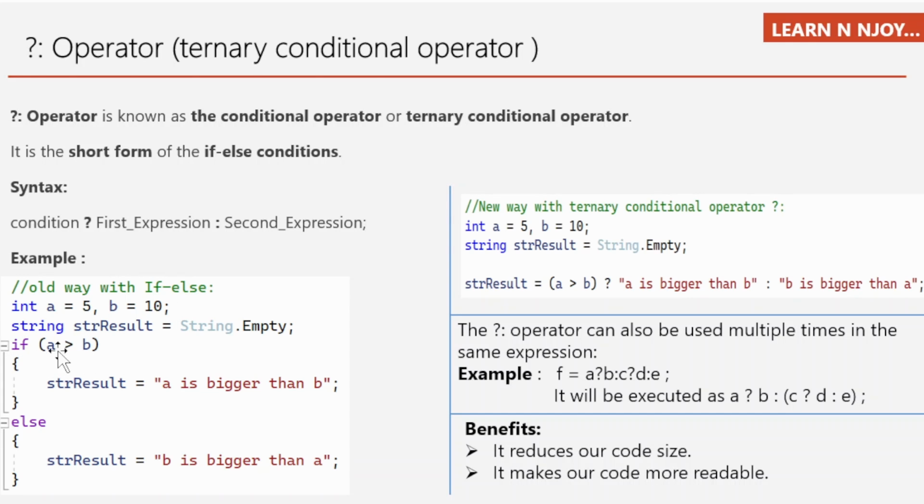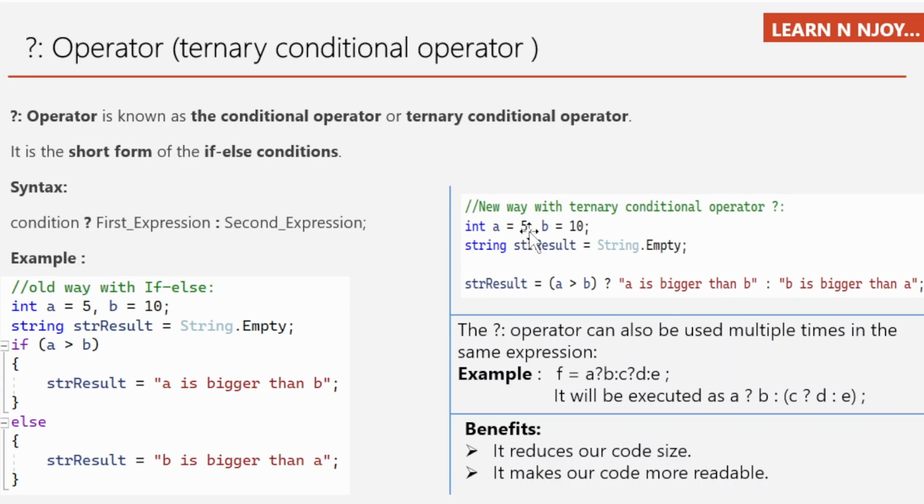Okay, so here we are checking if a is greater than 5, and if the condition returns a true value, then the string result "a is bigger than b" will get printed. Otherwise, "b is bigger than a" will print. But if you see the example over here, the a value is 5 and b is equal to 10, right? So a is less than 10, so the else statement will get executed. So "b is bigger than a" will be printed into this console window if we write it using this Console.WriteLine. Okay, so same thing, how are we going to write it with the help of the ternary conditional operator, right?